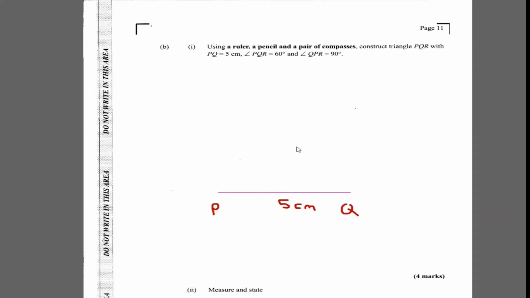When you swing your arcs, that needs to be 60 degrees. The angle at Q is 60 degrees. So what that means is this angle is 60 degrees. Let's continue to just extend this line. This angle needs to be 60 degrees.